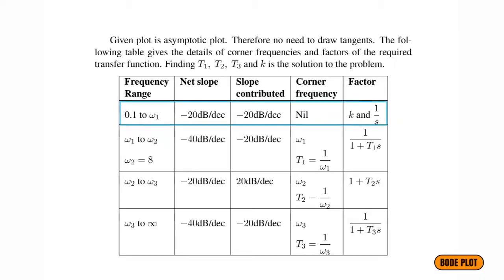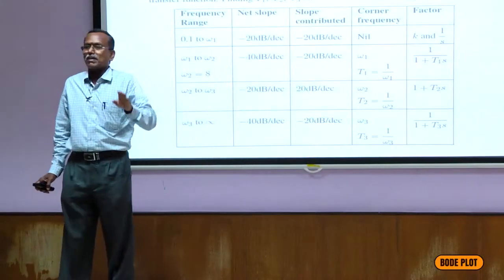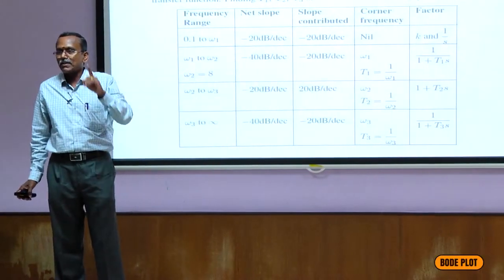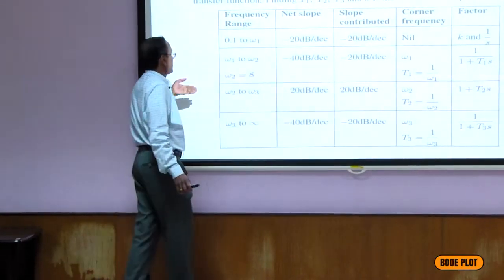From point 1 to omega 1, the slope is minus 20 dB. The slope contribution we have to write in the reverse order. Whatever you wrote for the Bode plot, you have to write in the reverse order. Point 1 to omega 1: slope contributed is minus 20 dB, corner frequency nil. The term is k by s. Because it is not passing through 0 dB, that's why k by s. If it were passing through 0 dB, it would be 1 by s.